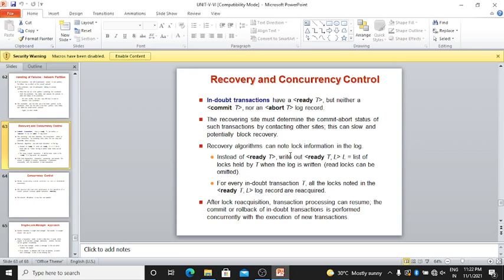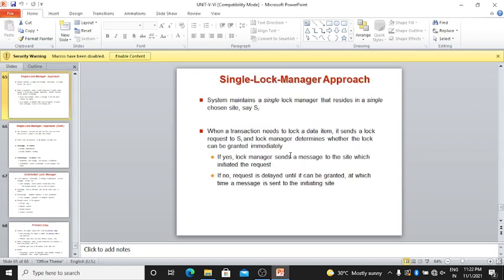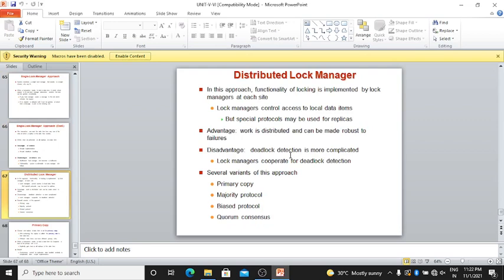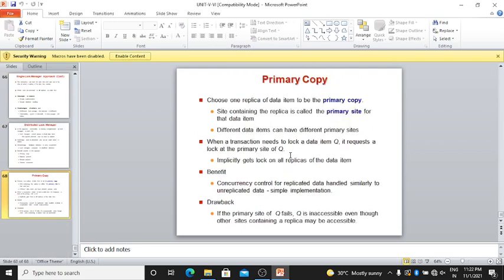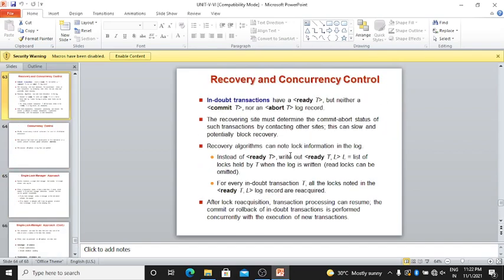In the next lecture we will go through recovery and concurrency control: the single lock manager approach, then the distributed lock manager and primary copy. In the next lecture we end this topic.